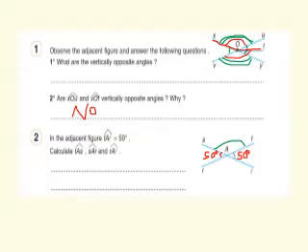Well, I know that SAL is a straight angle. So SAL minus TAL is equal to SAT. So 180 minus 50 is 130. And now RAL is equal to SAT because they are vertically opposite angles. So they have the same measure, which is 130 degrees.